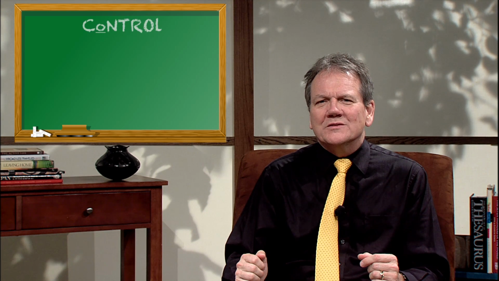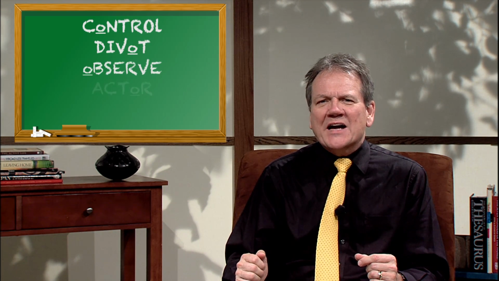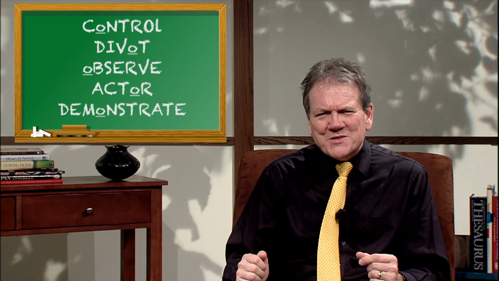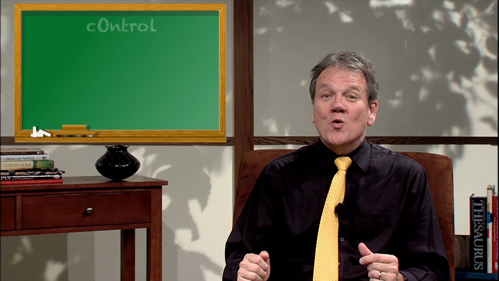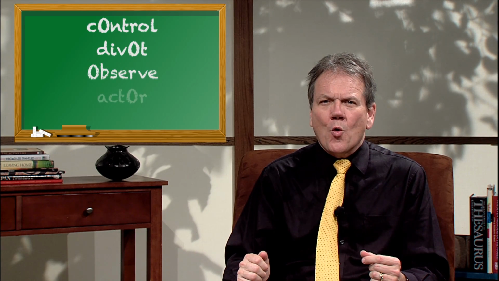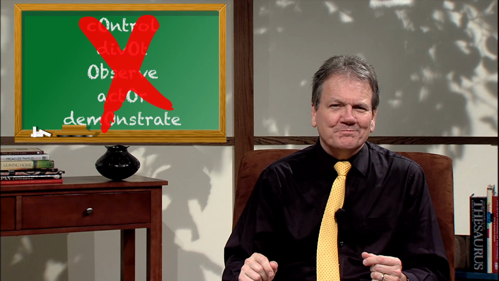For example, in the following words, the letter O is reduced altogether or very weak. Control, devote, observe, actor, demonstrate. Your temptation may be to pronounce these letters very fully. Control, devote, observe, actor, demonstrate. But that would be wrong.